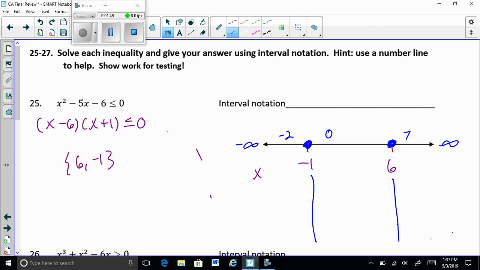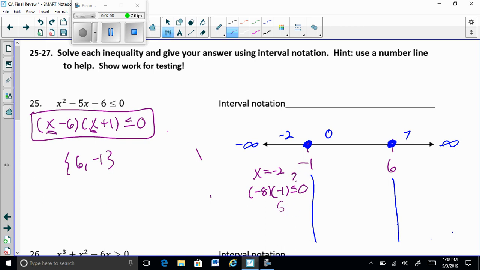On this first one, we're going to let x equal negative 2. I'm going to plug it into the factored form, which makes it a little bit easier. Plugging it in and taking off 6, that's going to be negative 8. And then negative 2 plus 1, that's going to be negative 1. Is that less than or equal to 0? It comes back false, because I get positive 8 is less than or equal to 0, so that's false. So we're not going to shade that part of the interval.